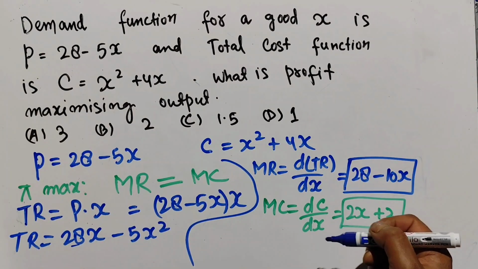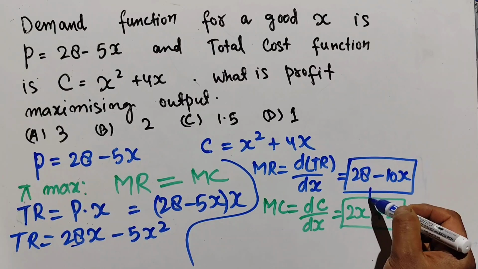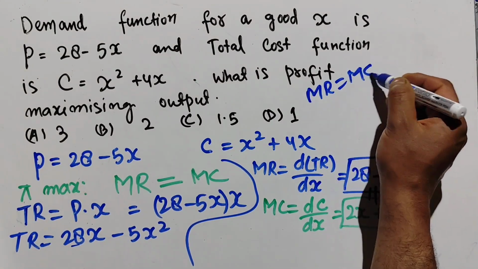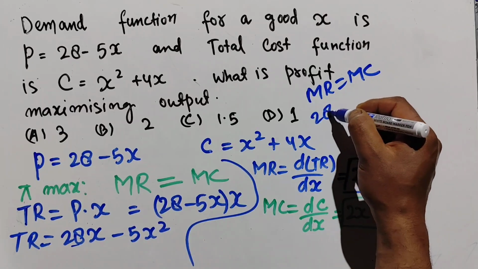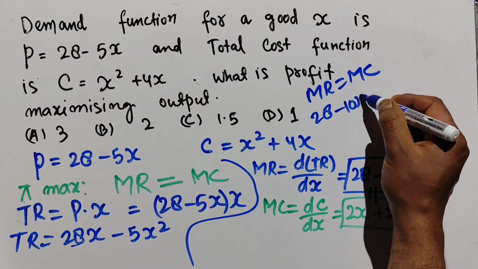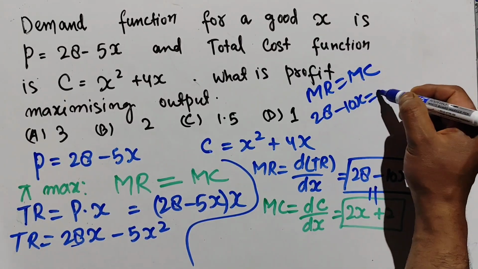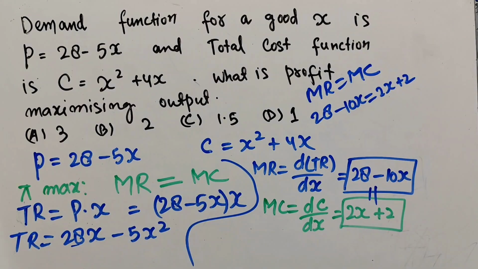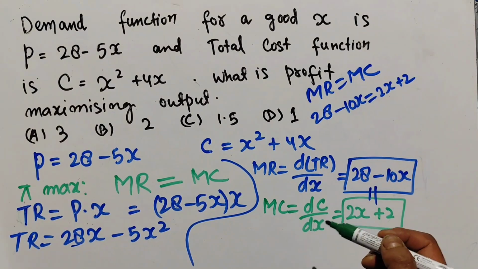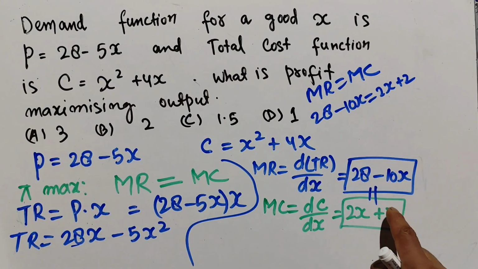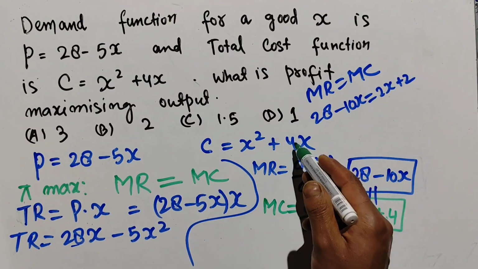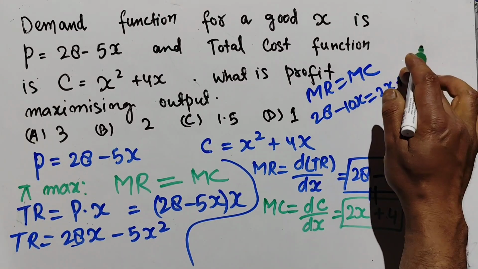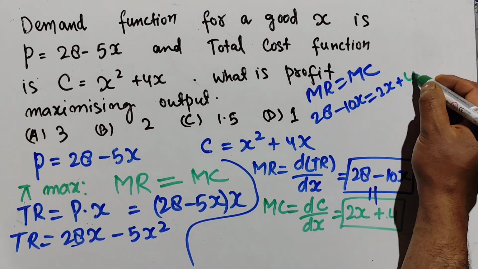Profit maximizing condition is that we equate the marginal revenue with marginal cost, which is MR should be equal to MC. So MR is 28 minus 10x, and we equate it with the marginal cost, which is 2x plus 2. So we have 2x plus 4 in fact. Okay, derivative of x is 1, so we are left with 4.